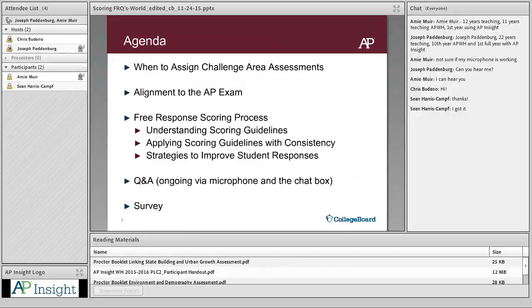First, we'll talk about the challenge area assessments. We'll talk about how the rubrics we have for AP Insight align to the rubrics now and the rubrics that are coming. And we'll actually walk through the scoring guide for a short response, look at a short response. Then we'll actually score it, and then we'll talk about why it scored what it did, and we'll do the same thing with a document-based question and the long essay.